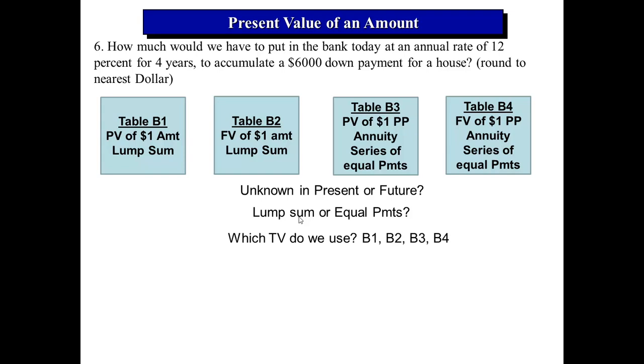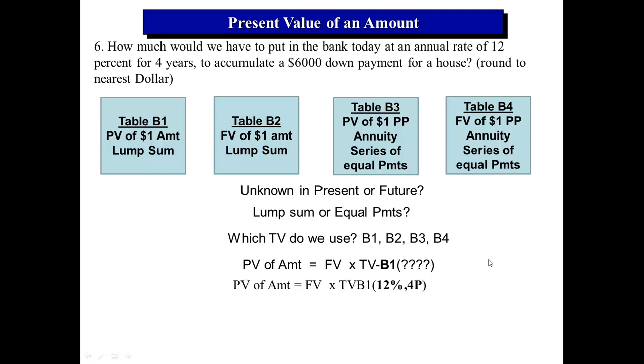And so again, I'll be using table, in this case 1, it's in my book, which is the present value of a single amount. And I'm going to plug in the pieces that I know on this little formula. And I know that the table is going to be based on 12% for 4 periods. And I know that the future amount is $6,000.